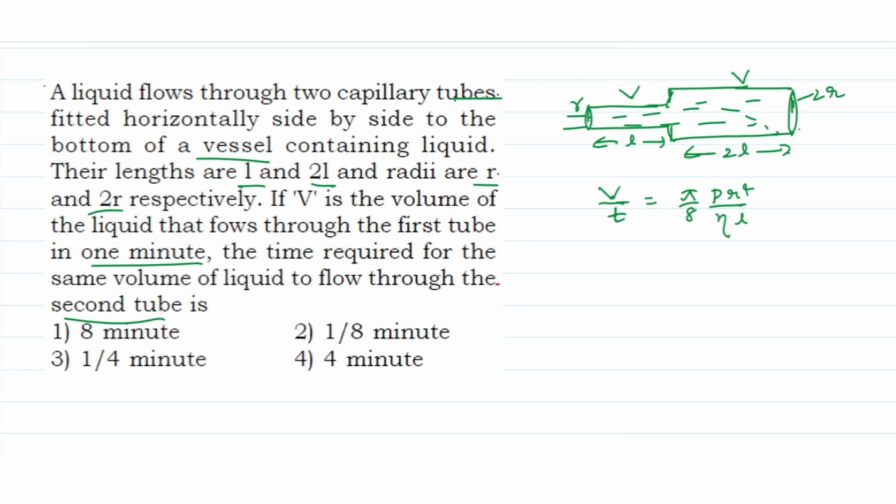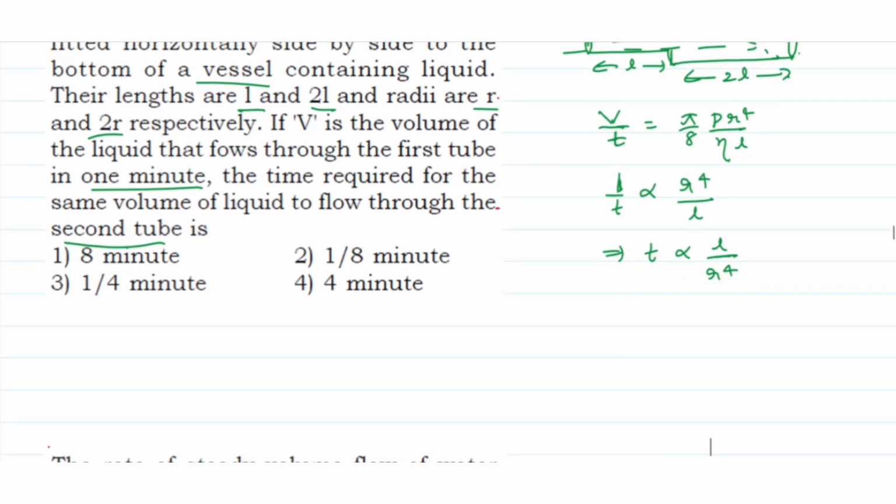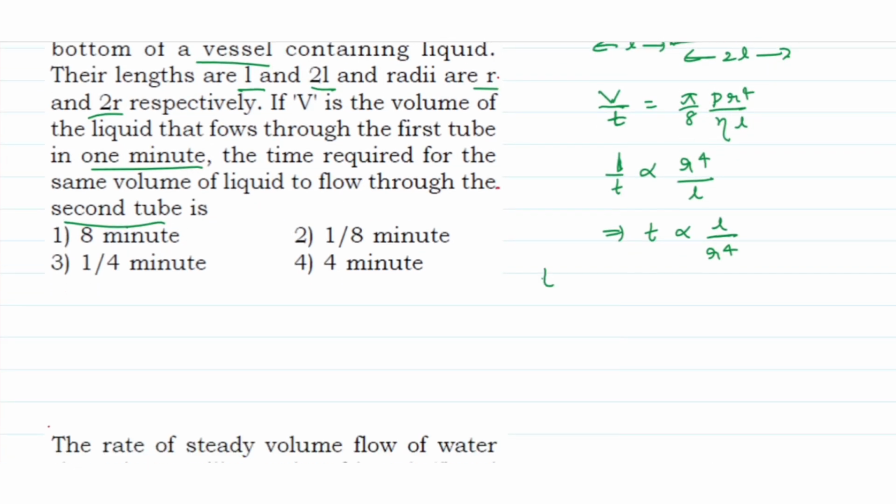If V is the volume of the liquid that flows through the first tube in 1 minute, then for the second tube they are asking. Now I am just relating time to the given factors. 1 by T is directly proportional to R power 4 by L. That means T is directly proportional to L by R power 4. Now for the ratios, T2 by T1 will be equal to L2 by L1 into R1 power 4 by R2 power 4.